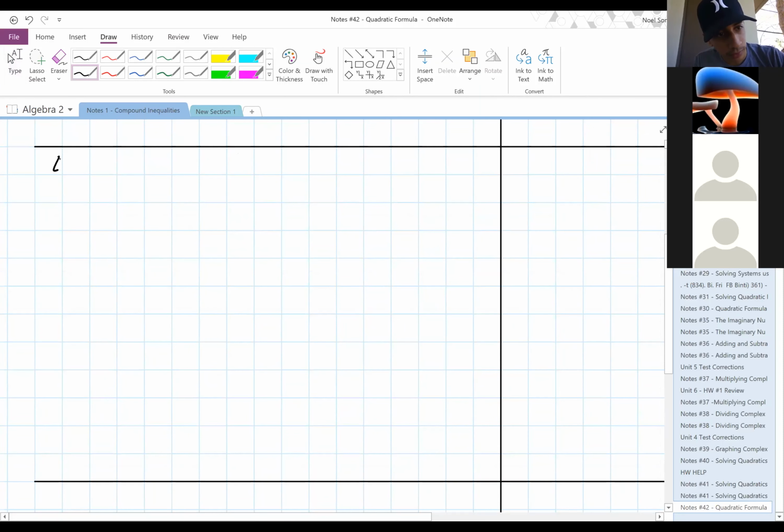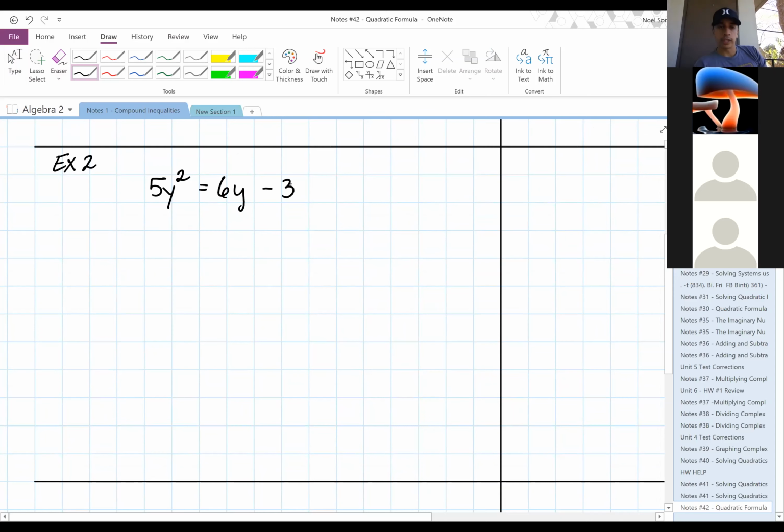Let's try example 2. All right, let me pull it up. All right, so let's try this now. Okay, we have 5y squared is equal to 6y minus 3.